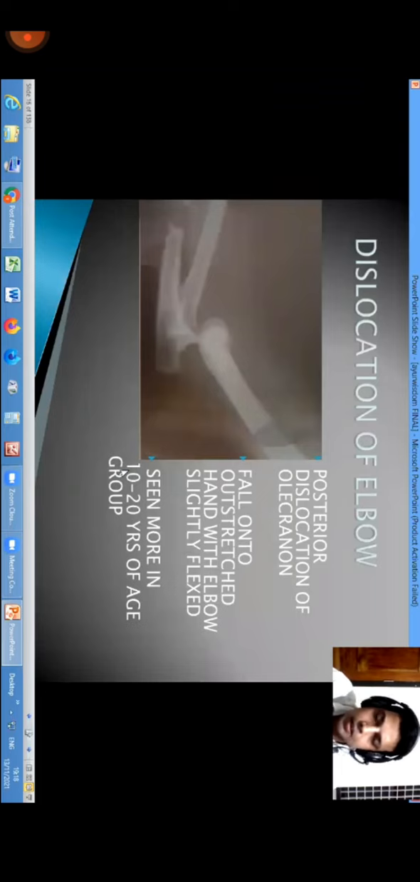That means dislocation or fracture. Coming to dislocation of the elbow, it is called the posterior dislocation of the elbow. That is, here the dislocation is happening to the olecranon process. Olecranon is dislocating. In this picture, it is clear. The mechanism of injury is a fall onto an outstretched hand with the elbow slightly flexed. Seen more in the 10 to 20 years age group.